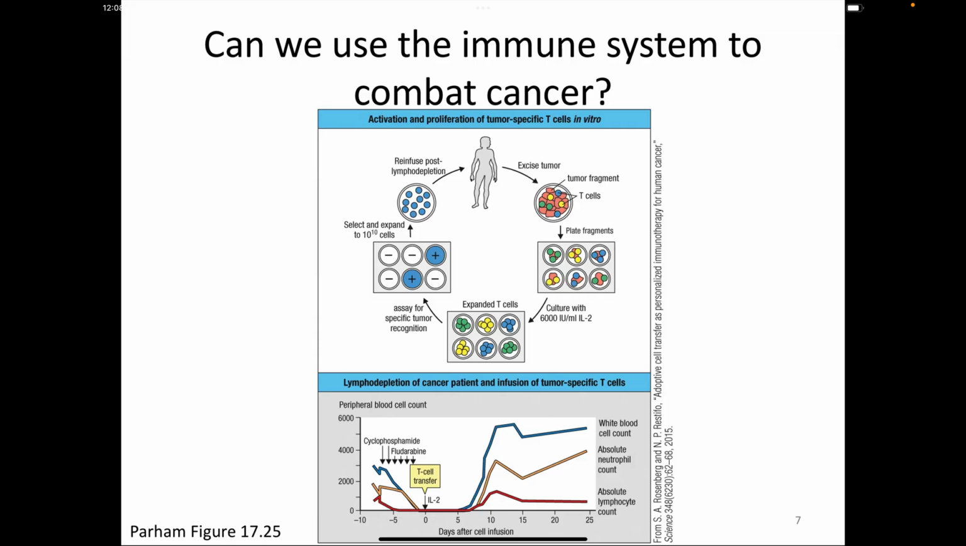One other kind of big picture idea that some people have is sort of this idea of thinking about doing kind of a tumor vaccine or a cancer vaccine for different people.